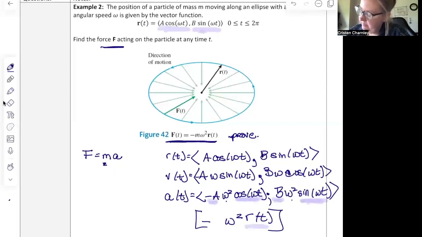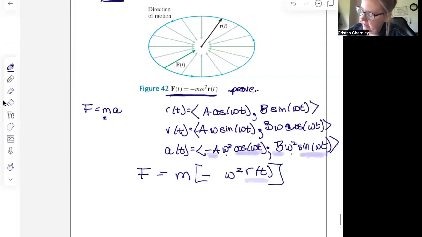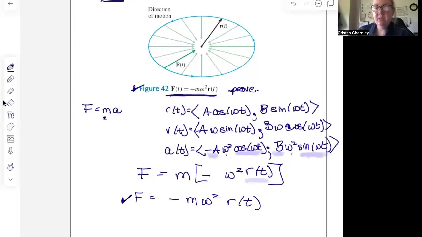If force equals mass times acceleration, there's my force, mass times my acceleration vector. I'm going to move the negative to the front. r of t, there we go. So we have proven, or we have shown that this is true. Now, you could pick a time t, you could pick an angle in there, and you would have your answer.